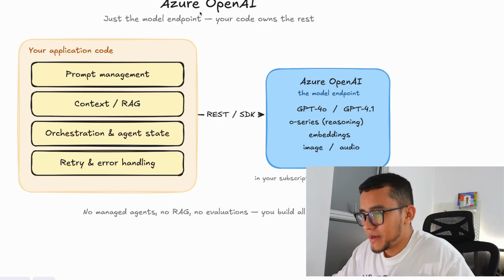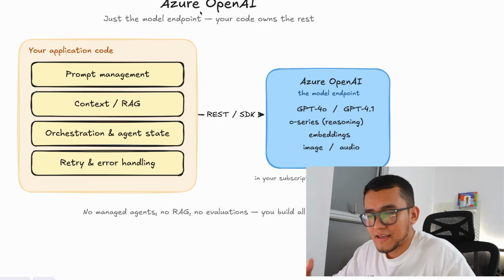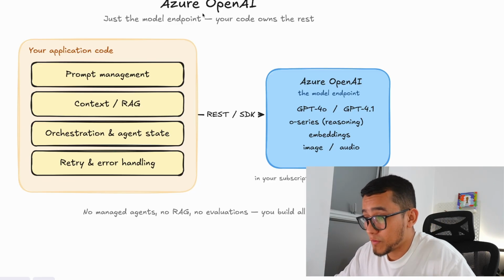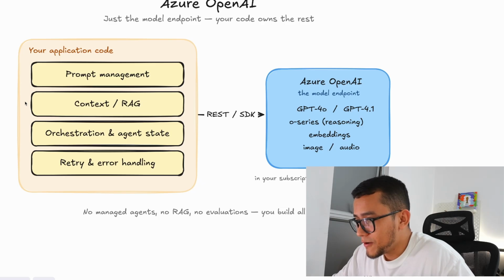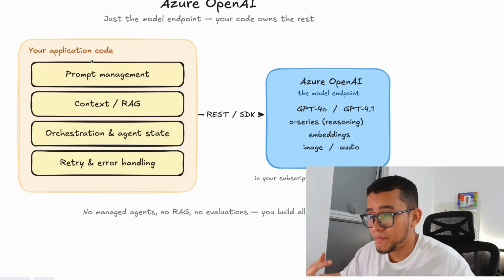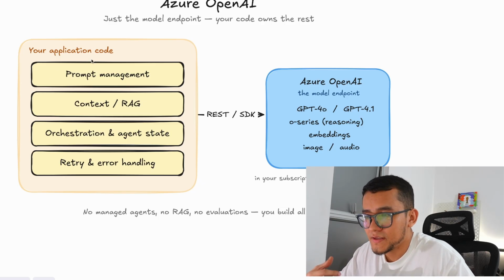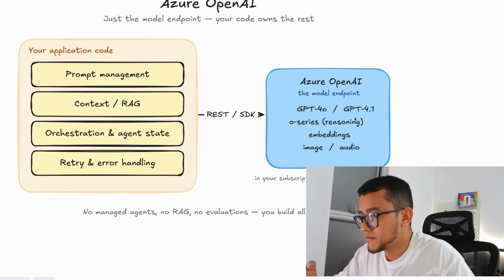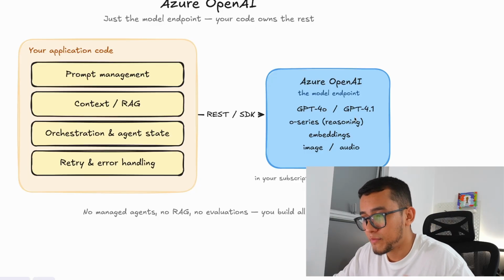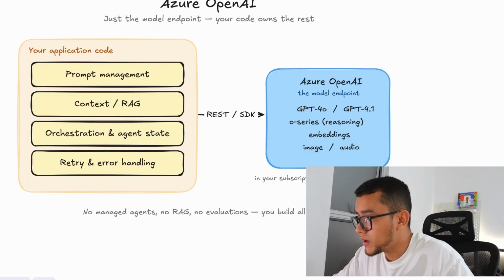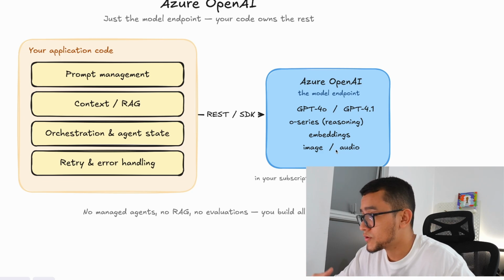Now let's go to Azure OpenAI, and I think this is where most of us start our AI journey, because this is mainly the right entry point for a specific set of requirements. At its core, Azure OpenAI gives you API access to OpenAI's models deployed inside your Azure subscription. So you have access to GPT-4o, GPT-4.1, GPT-5.2, 5.4, embedding models. You also have image generation, audio, everything. All of this is available through standard REST or SDK calls.